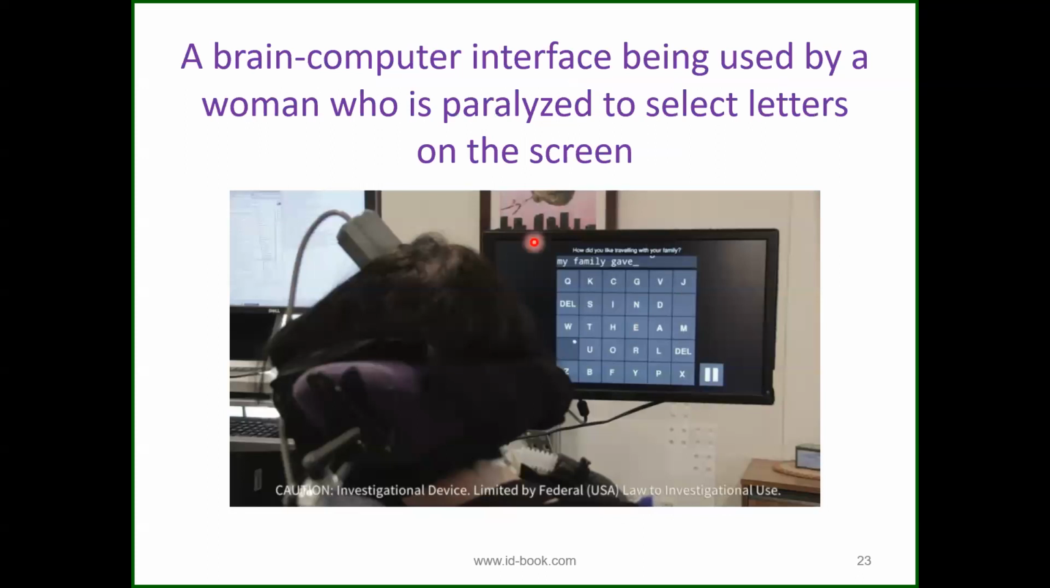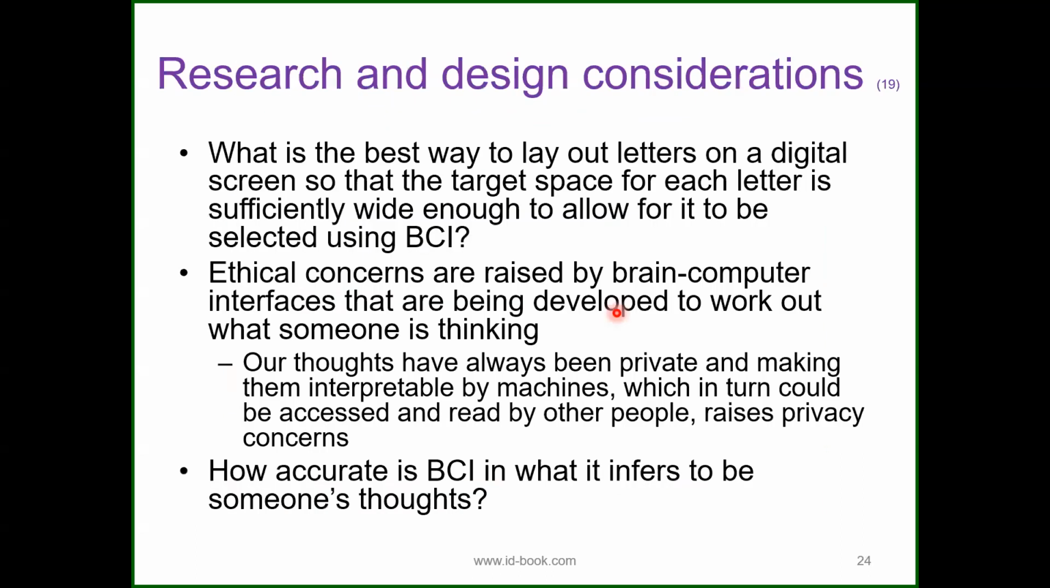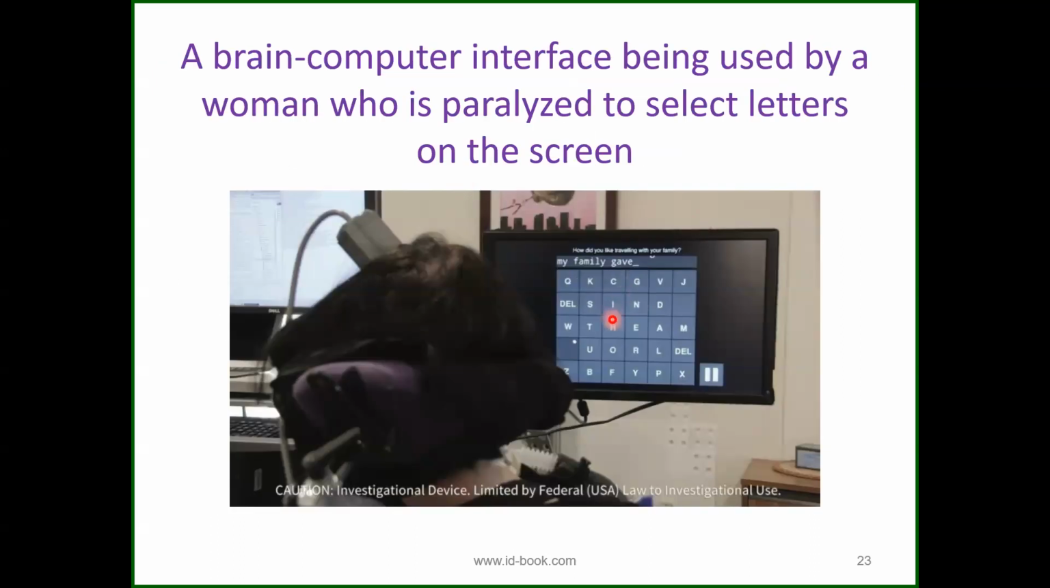A BCI interface is usually mounted on the head of the paralyzed patient, and here is a screen. What she is thinking of is getting written here. How did you travel with your family? My family gave me, and so on. She is trying to write it here, and BCI is helping. Design consideration: what is the best way to lay out the letters on the digital screen so that the targeted space of each letter is wide enough to allow selecting it with BCI? Because you see here, she is thinking about something and it is getting typed.